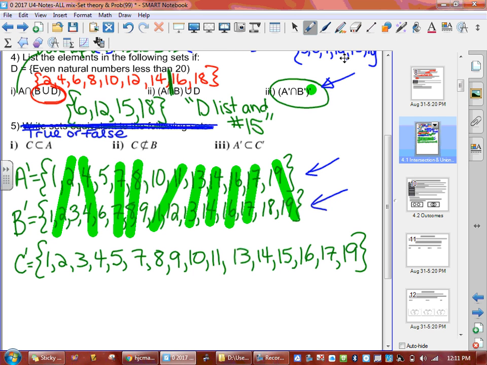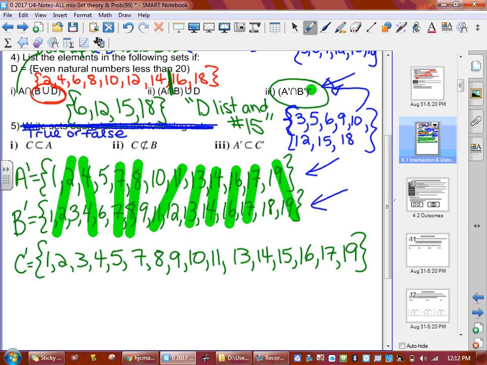So it wants every number in the universal set that doesn't include those numbers we just highlighted. So that's going to include, and this is again for number 3 here, so this is going to include number 3, 5, 6, 9, 10, 12, 15, and 18. Okay? So those are the numbers that are the complement of what A prime and B prime have in common.